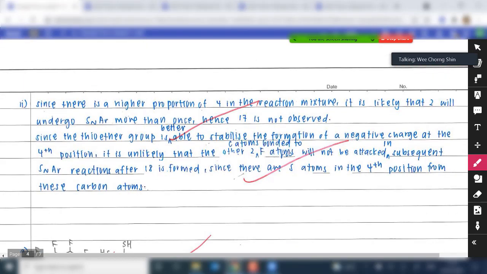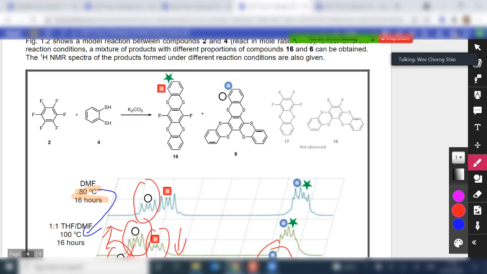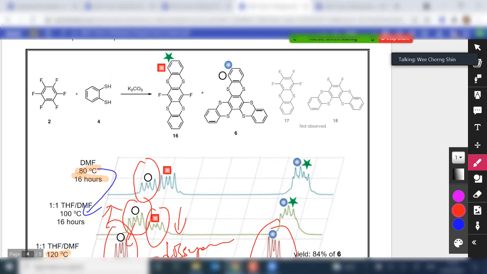I think it's written in a very slick way. Since there's a higher proportion of 4 in the reaction mixture, 2 will undergo reaction more than once, and so on. So this is purely words. But how can we come to terms with it by simply looking at a diagram? Like this is not observed. What we can look at is the reason why we get this 16. You can picture it like that.